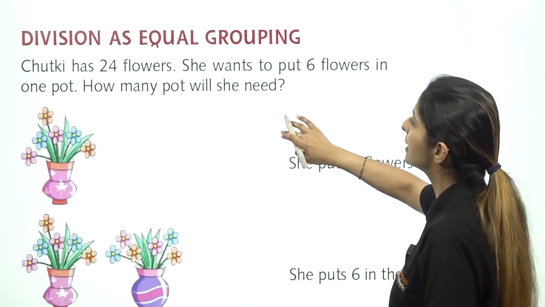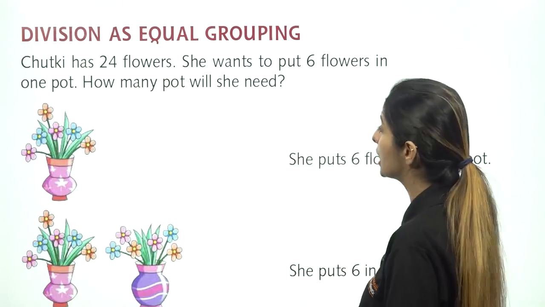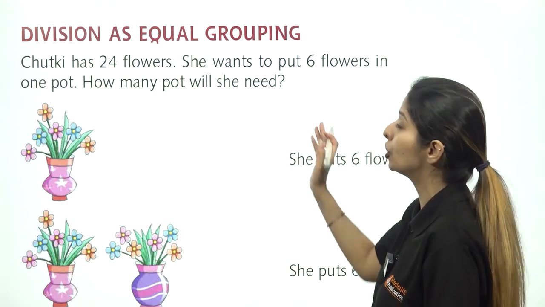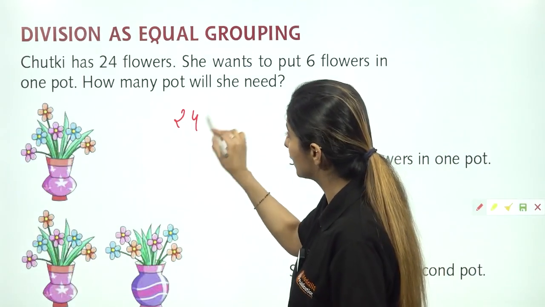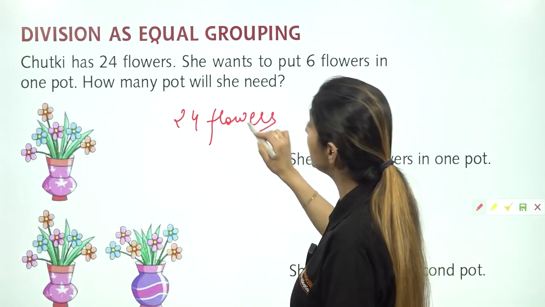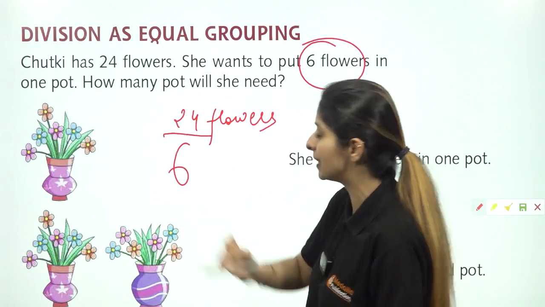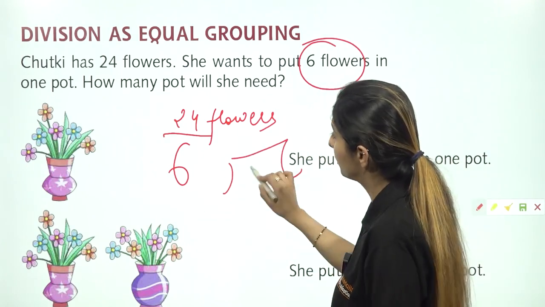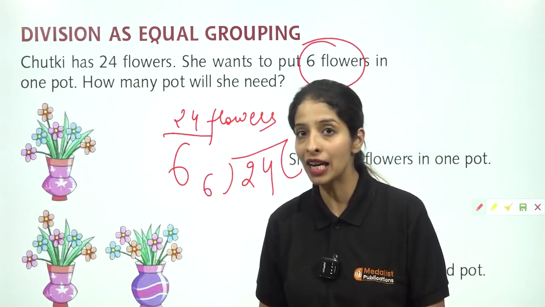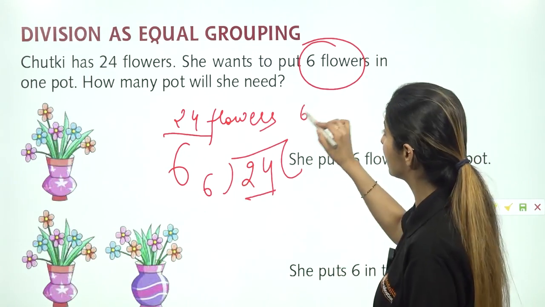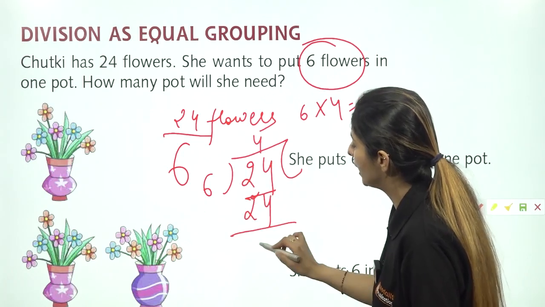Next, division as equal grouping. Chutki has 24 flowers. She wants to put 6 flowers in one pot. How many pots will she need? Now, in total she has 24 flowers, right? And in each pot, she wants to put 6 flowers. So, 24 divided by 6. If you divide 24 by 6, remember the multiplication table of 6. In the multiplication table of 6, 6 4s are 24. So the answer will be 4.